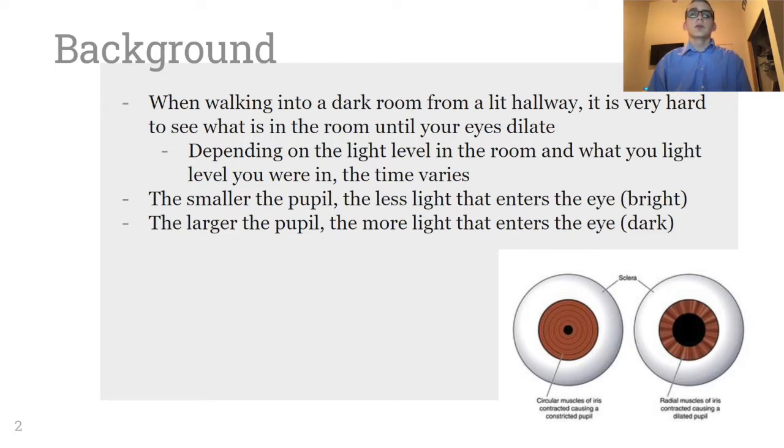The smaller the pupil of your eye, the less light that gets in. This is better for a brighter environment because you don't want to go blind. The larger your pupil, however, the more light it lets in, because in order to see a darker environment, your eye needs to have more light enter it so you're able to see everything in the room.